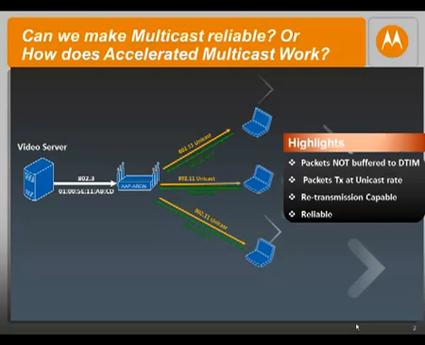Since these are unicast packets, they are acknowledged. Moreover, they can go at a higher data rate. If these were 11N clients, the packet would have gone at 300 megabit data rates. Thus, with the retransmission capability built into this feature, this makes multicast reliable over the wireless network.